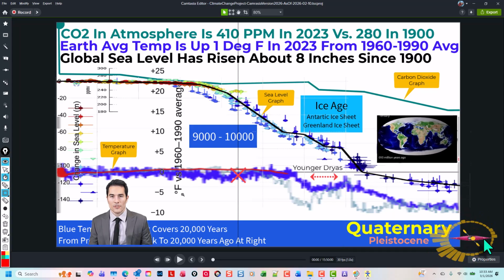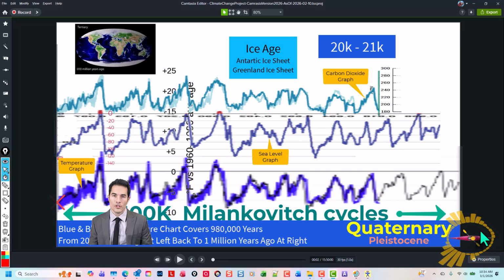Now, the project has 5 panels covering 5 different time frames. Again, we're currently looking at the first panel covering the present on the left to 20,000 years ago on the far right. I'm going to navigate to the next panel. Here we are at the second panel. This panel covers a period of time on the left at 20,000 years ago to 1 million years ago on the far right.